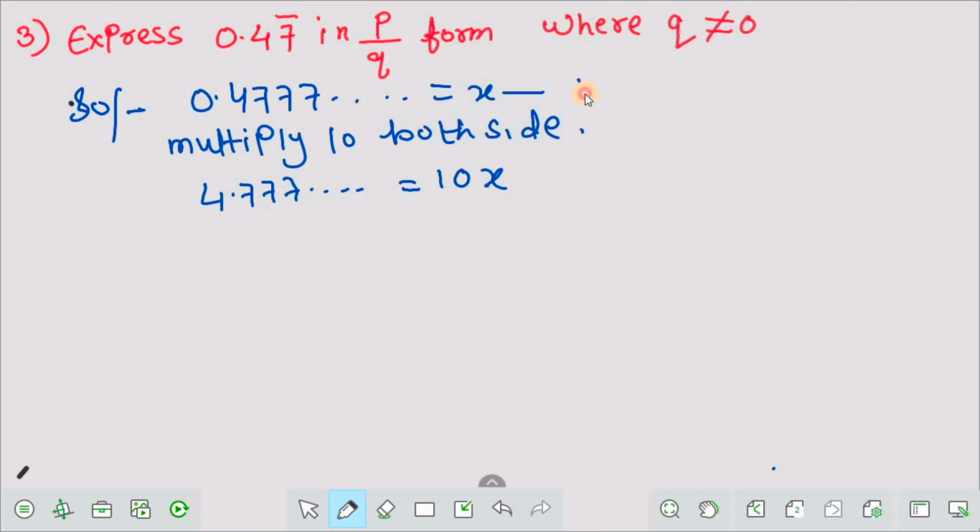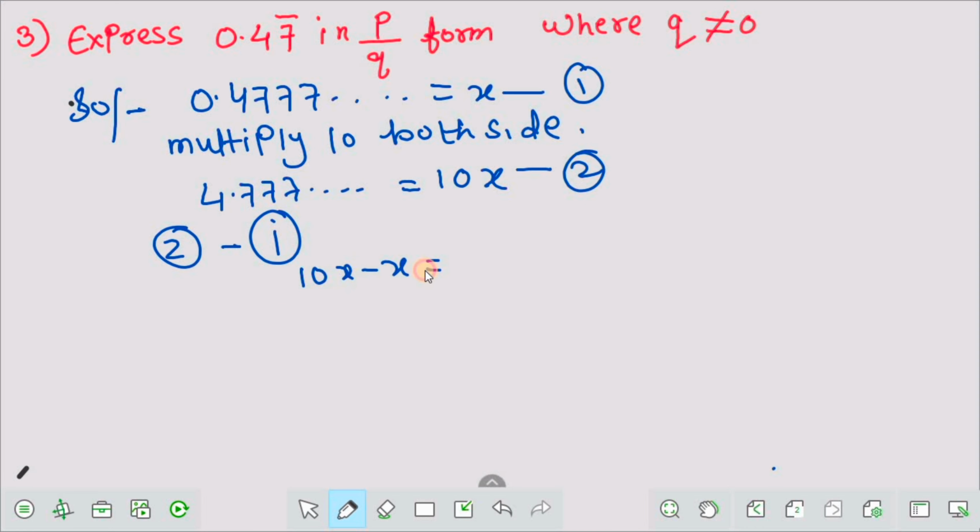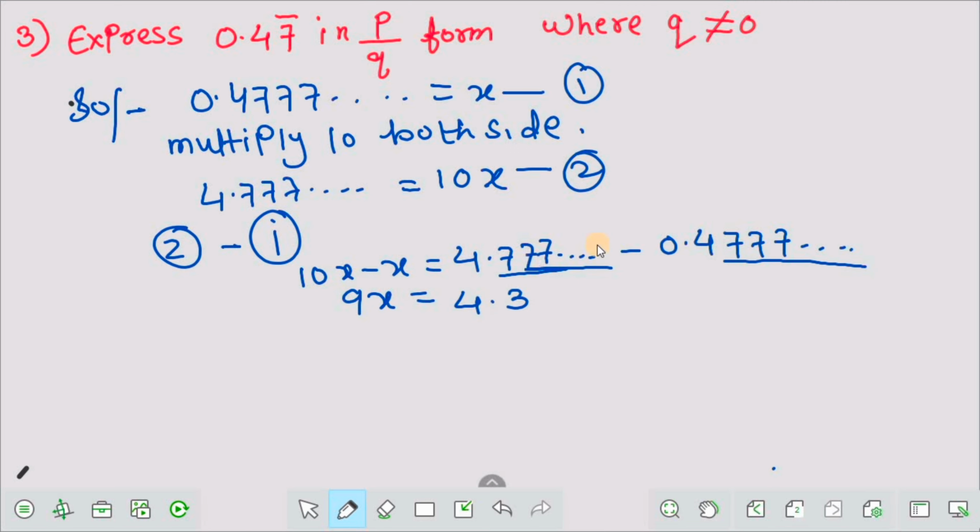Now let this be equation 1 and this be equation 2, and subtract equation 1 from equation 2. Equation 2 minus equation 1 means 10x minus x will be equal to 4.777 dot dot dot minus 0.4777 dot dot dot. So here 10x minus x is equal to 9x, and 4.777 minus 0.477 will be equal to 4.3.